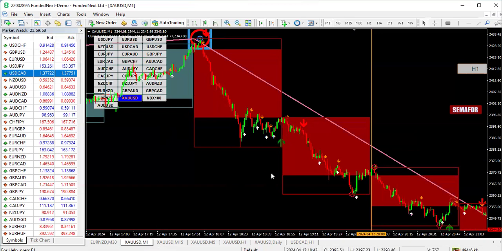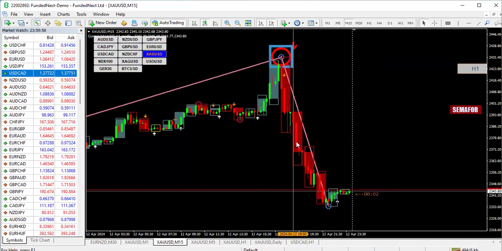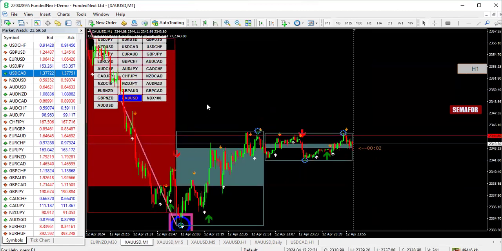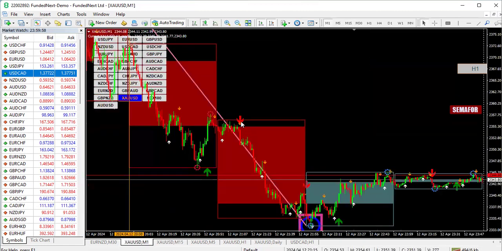Oh, sorry, this is the 1 minute. So let's see, did the 15-minute buy signal appear? No. Only the 15-minute sell signal appeared. So this is 1 minute. You're not looking at this bigger candle, you're looking at the smaller candle.